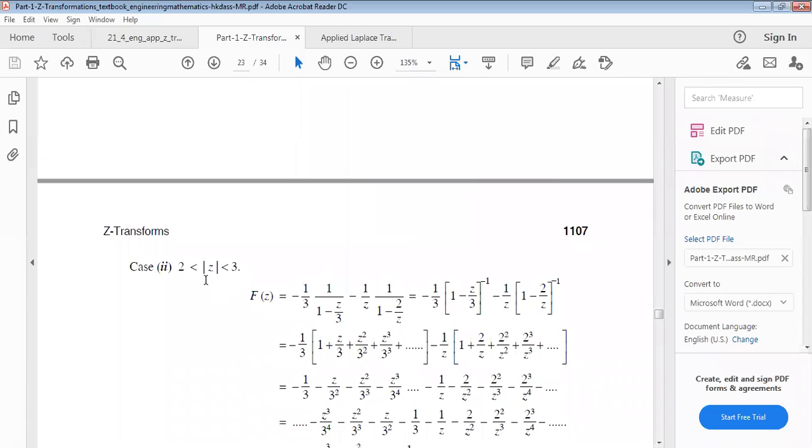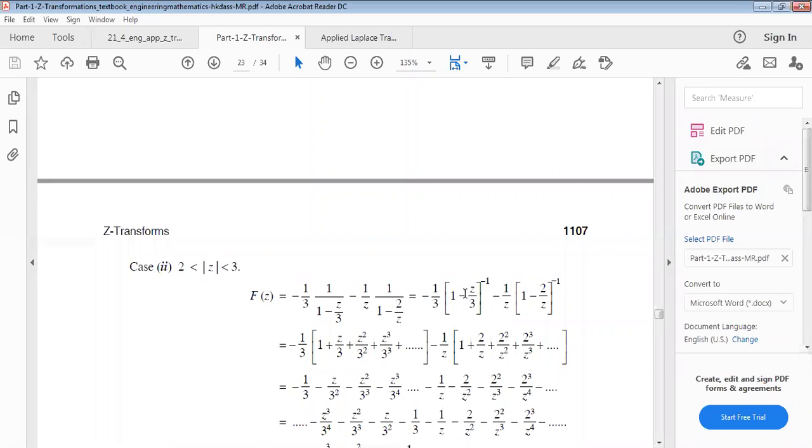For the other case, if z lies between 2 and 3, that means z is greater than 2 but less than 3. So 3 is the bigger one here, which is why we take minus 3 common. Between 2 and z, which is bigger? z. So in the second one we take z common, because 2 is less than z. This is why in the second series we take z common, and in the first one we take minus 3 common.